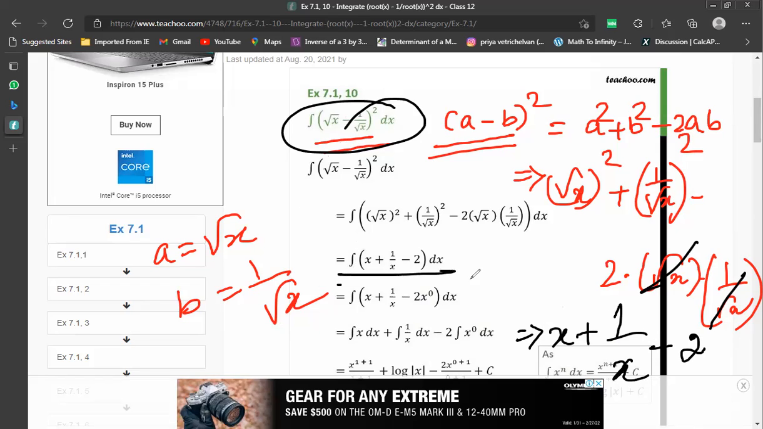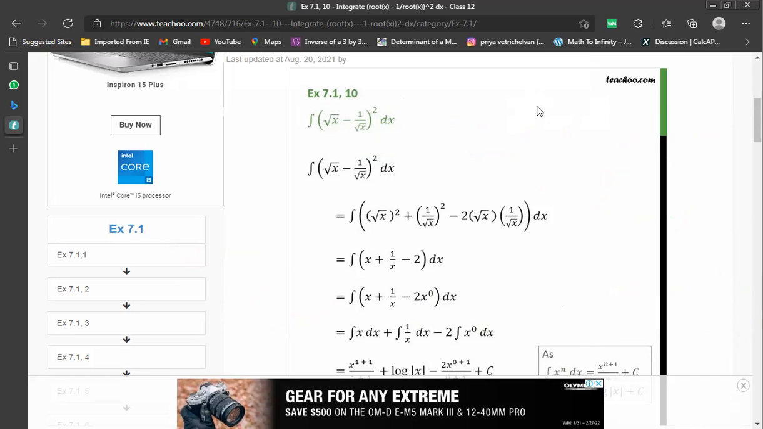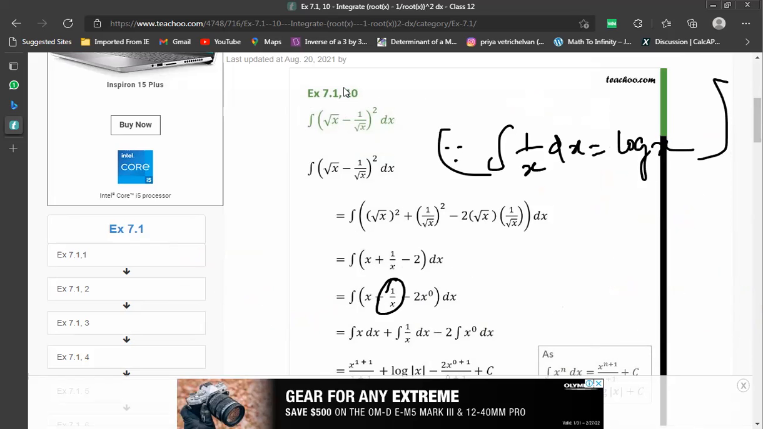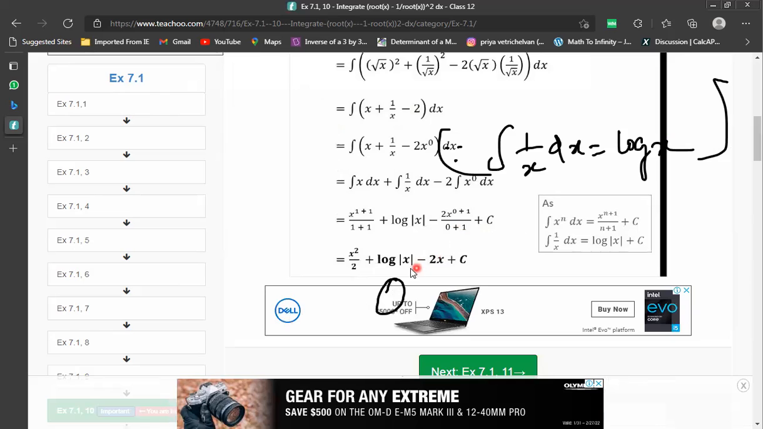So now we are going to perform integration on this expansion. When you integrate x, you will have the result x square by 2. And there is a formula for the integration of 1 by x, which is log x. And the integration of 2: 2 is a constant, so you rewrite 2 as 2 into 1, and 1 can be written as x power 0. The 2 is in multiplication, so just keep the 2 as it is. When you integrate x power 0, you get x. So it's x square by 2 plus log of x minus 2x plus c.